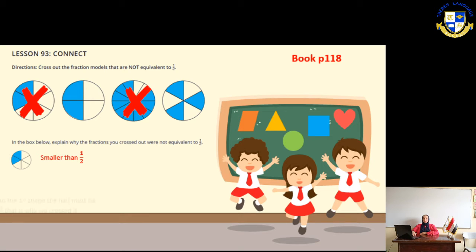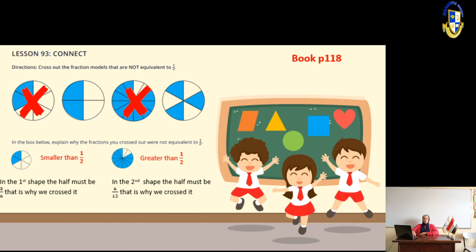In the box below, explain why the fractions you crossed out were not equivalent to half. The first one was smaller than half. It must be 3/6, okay? And in the third circle, it's greater than half because it must be 6/12.